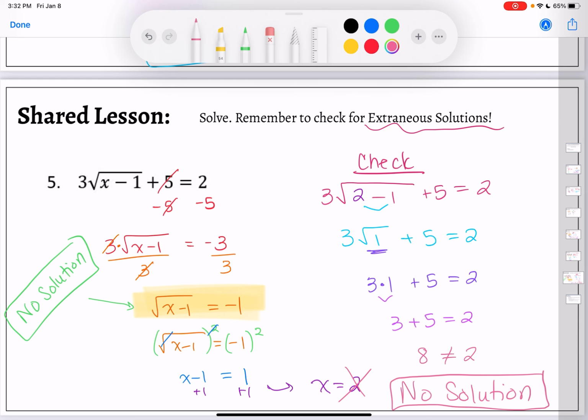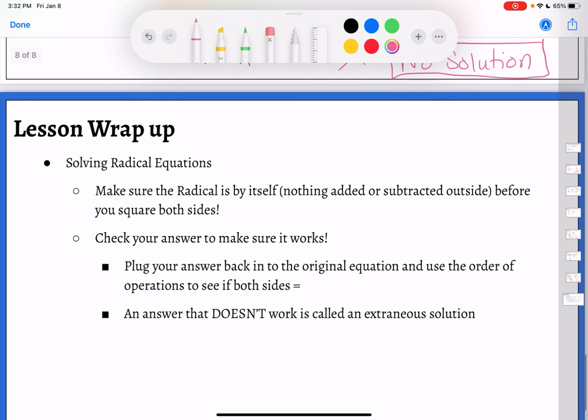All right, we did a lot there today. So just remember when you're solving radical equations, make sure the radical is by itself, nothing on the outside added or subtracted, before you square both sides, right? Square both sides to get rid of a radical. After you get an answer, make sure you check to make sure your answer works. Plug your answer into the original equation and then use order of operations to see if both sides are equal to each other. Any answer that doesn't work is called an extraneous solution, but the answer to your equation should say no solution.